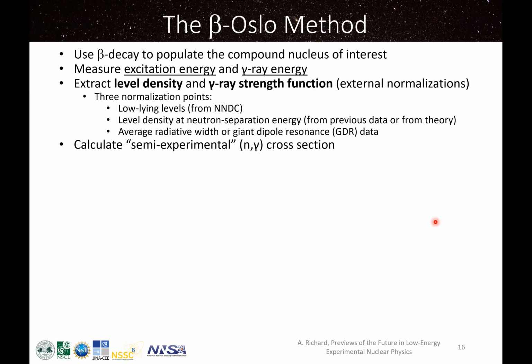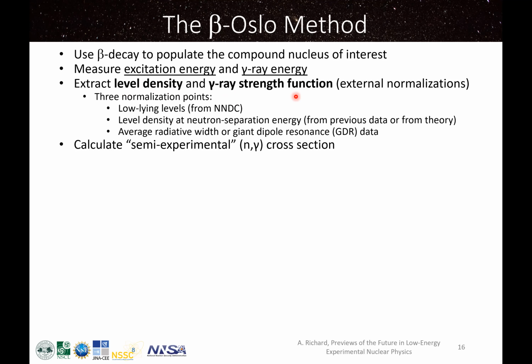So we're using beta decay to populate this nucleus that we're interested in. The two things we have to measure experimentally are the total excitation energy and the gamma ray energy. From these two quantities, we can then extract our level density, which again is the number of levels per MeV, and our gamma ray strength function, which is the probability for a gamma ray to decay from a particular level in the nucleus. And then we have to apply some external normalizations.